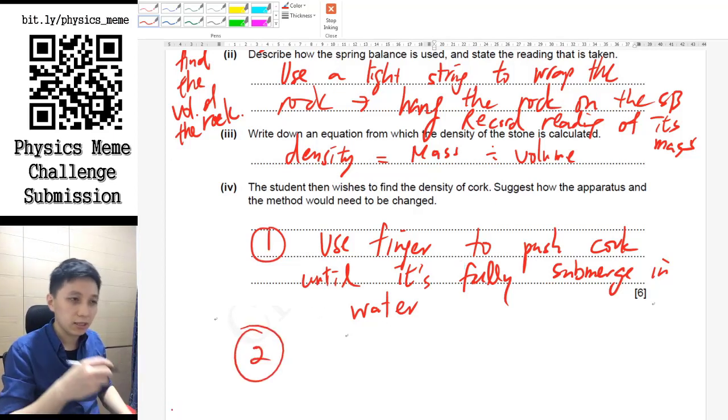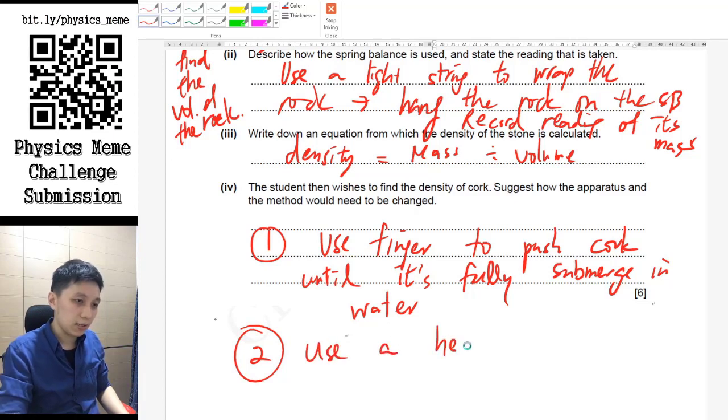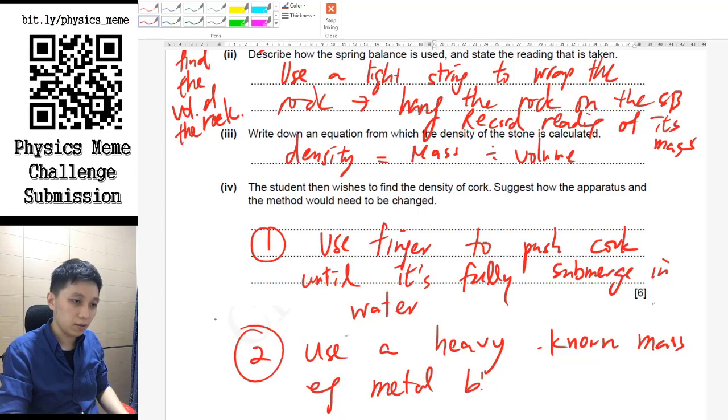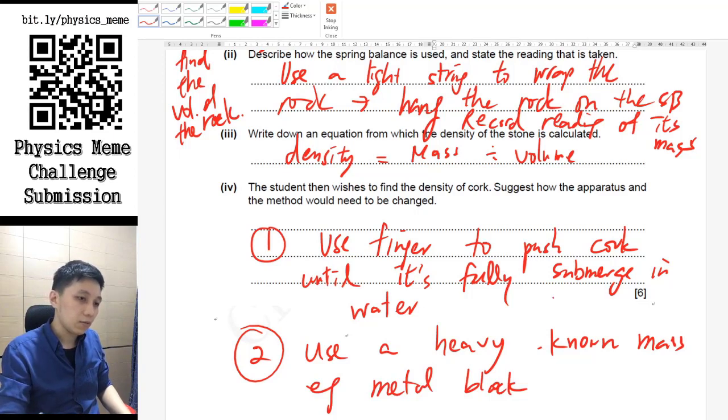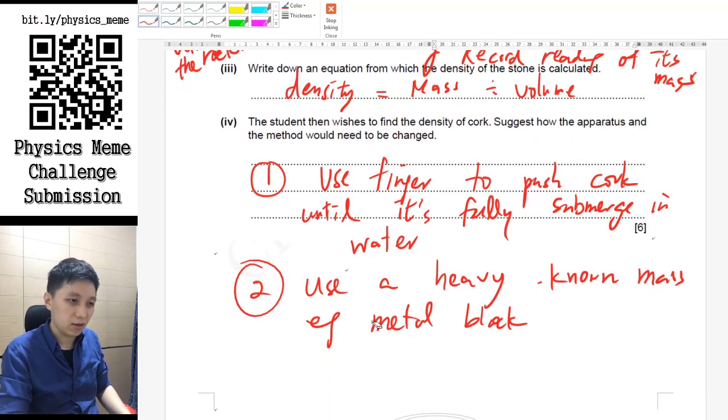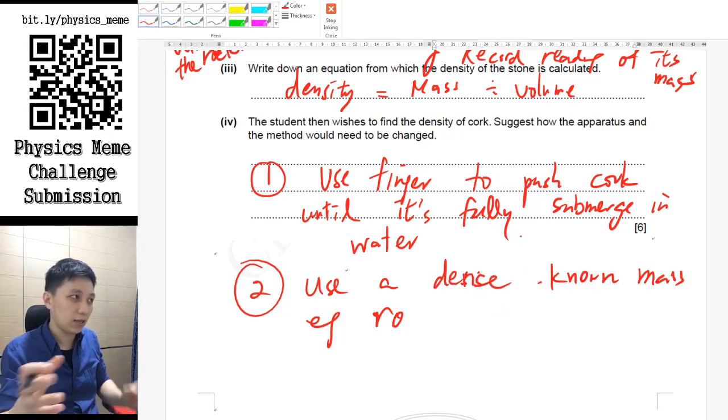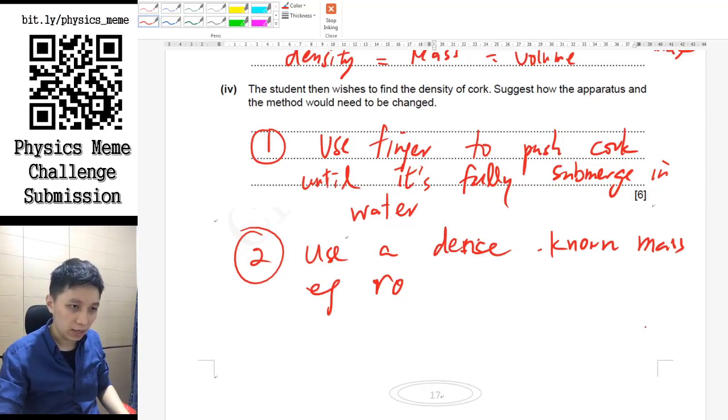If you don't like to do this, then the other way of doing it is you can find a heavy, so use a heavy known mass, such as a metal block or the rock that you just find out. Maybe like the rock simply. Let's just say the rock. Right, actually it's not heavy but dense. Because only when you have a substance that is denser than water can you do this with the measuring cylinder.